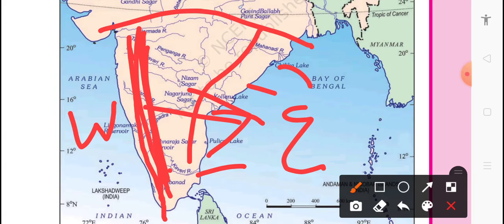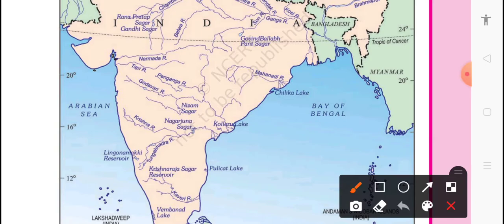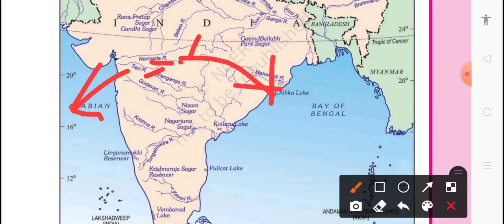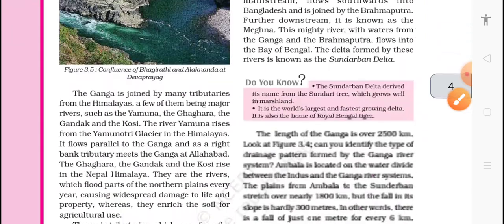And there are two rivers named Narmada and Tapi. These two rivers flow from east to west into the Arabian Sea, because here there is the Aravalli, which stops them from entering this area. That's why they go into the Arabian Sea. Okay, hope this is clear to you.